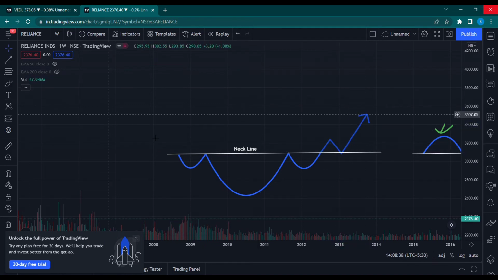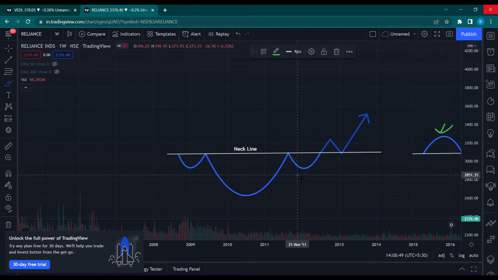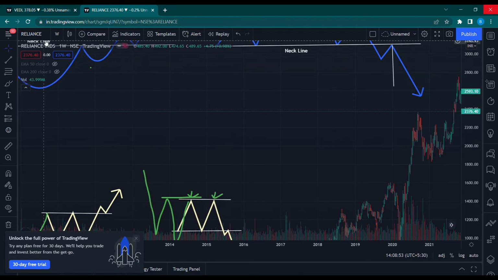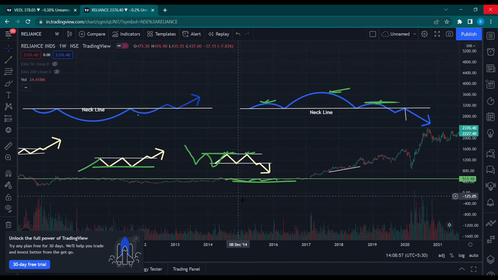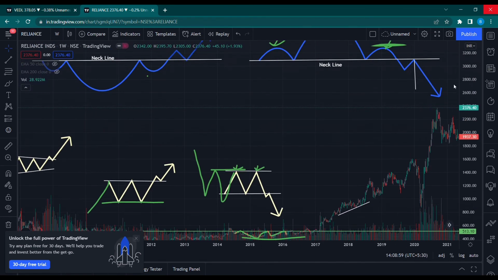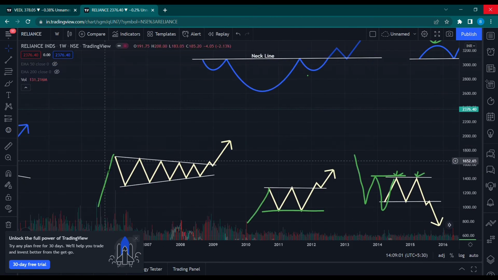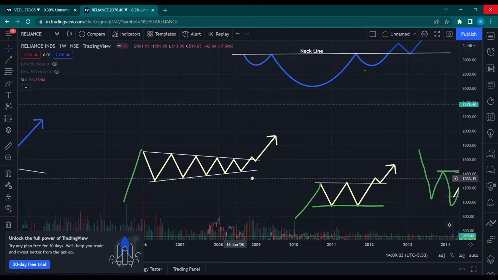Again, we have the target as 80-90% of the distance between the neckline and the bottom of the head, and your stop loss just below this shoulder, right? So this is again a good pattern, right? You can trade on this. Now if I were to talk about these patterns, like double bottom and double top, or maybe this symmetrical triangle.